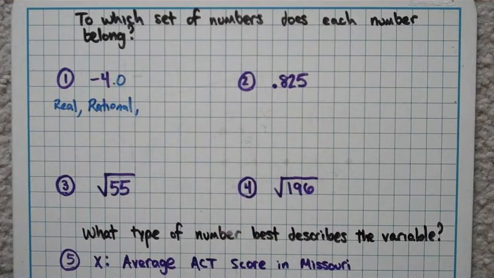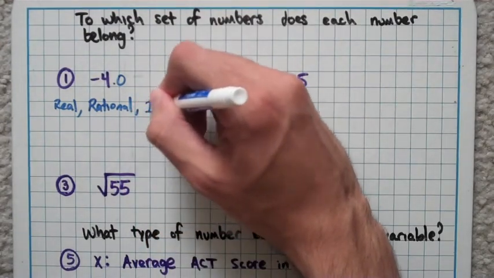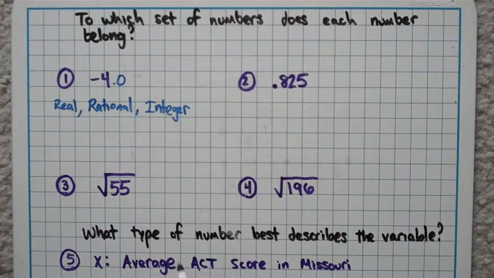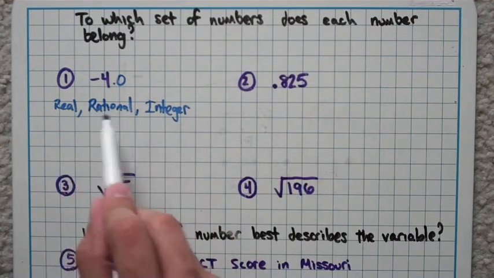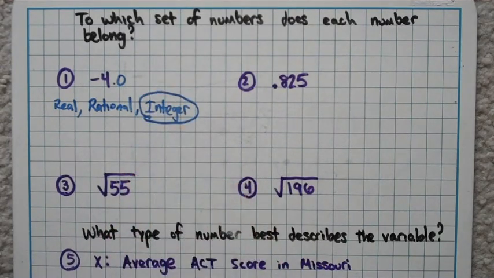Next up, we want to check and see if it's an integer. Integers are positive or negative whole numbers, or zero. And if you look at that, -4 is a positive or negative whole number. So it is an integer. However, it is not a whole number because it's negative. Whole numbers have to be positive. So to which set of numbers does it belong? It belongs to all three of these sets. The most specific one, like if you were only to give one, I would be cool with just saying integer. It's the most specific thing you can.